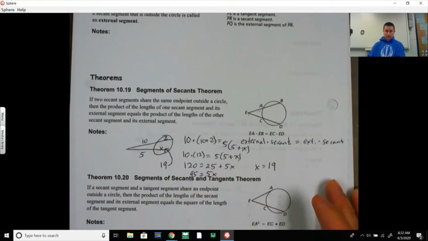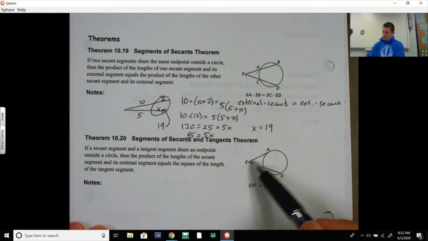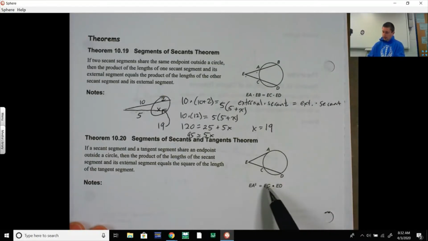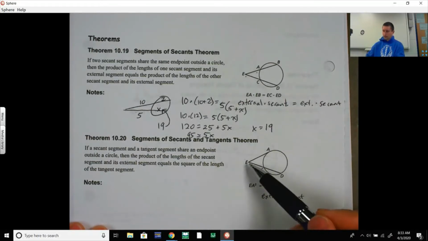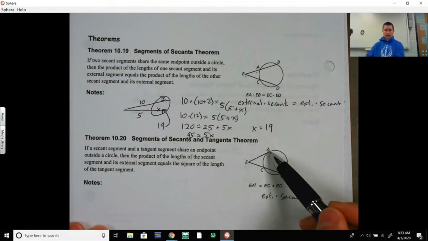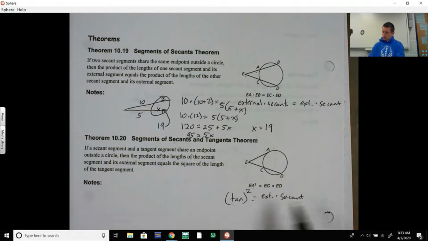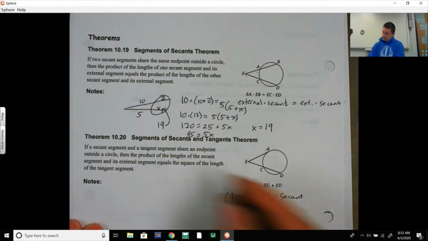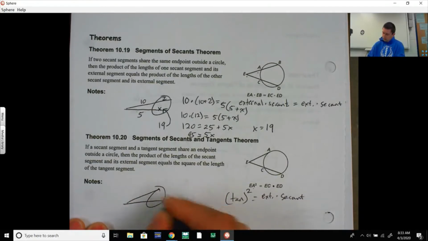Okay, so that's two secants. Segments of secants and tangents. So I have a tangent, and then I have a secant. The secant stays the same rule. We have an external times the secant. And here all you have is a tangent. That's kind of like an external segment. You just square it. So tangent squared. This is not the trig tangent. This is just the object tangent. So tangent squared equals external times secant. So we have an external, we have a secant right there.